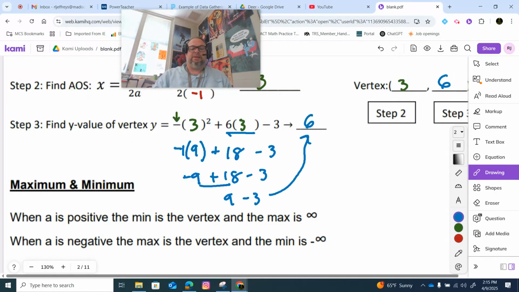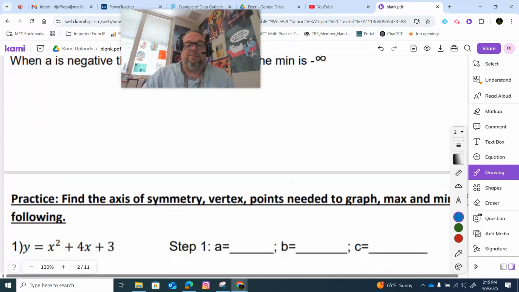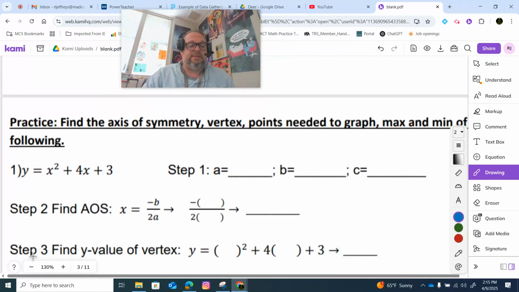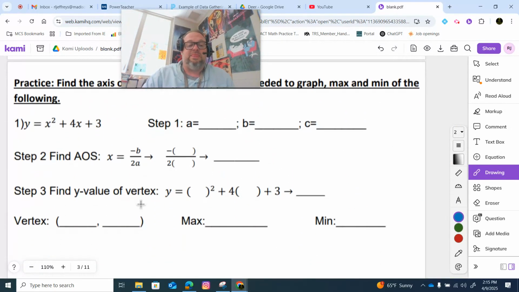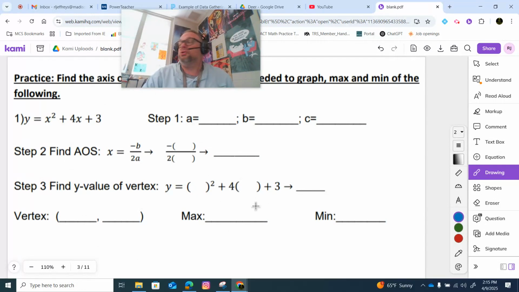All right. Remember, when A is positive, the min is the vertex, and the max is infinity. When A is negative, the max is the vertex, and min is negative infinity. All right. So this is super similar, if not identical, to what your problems are going to look like on the test.